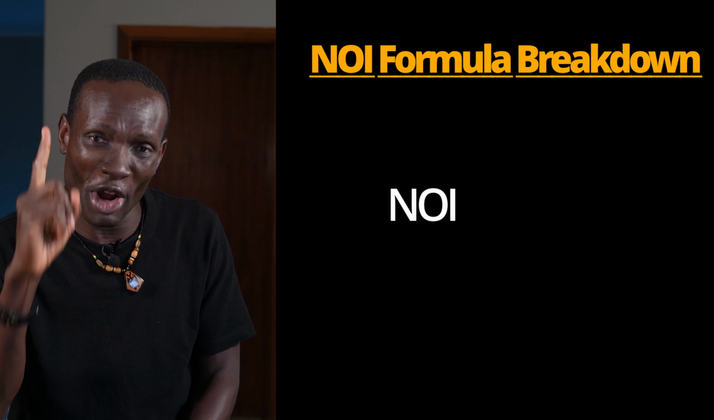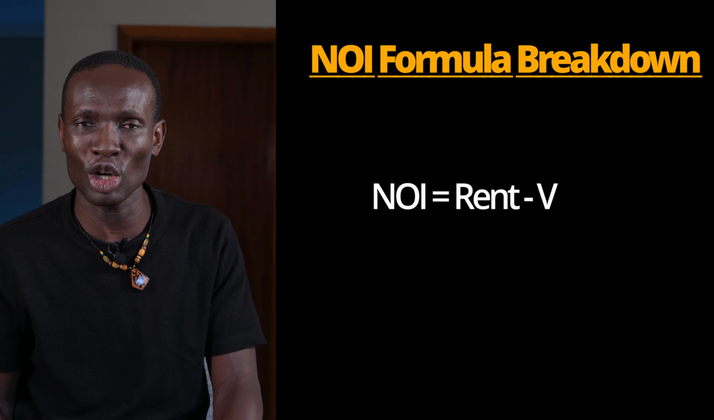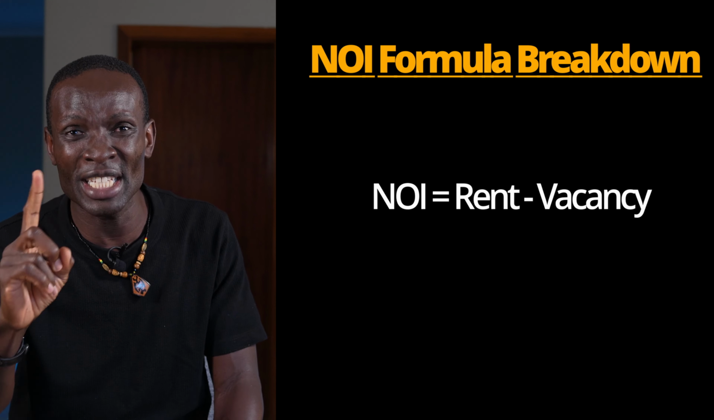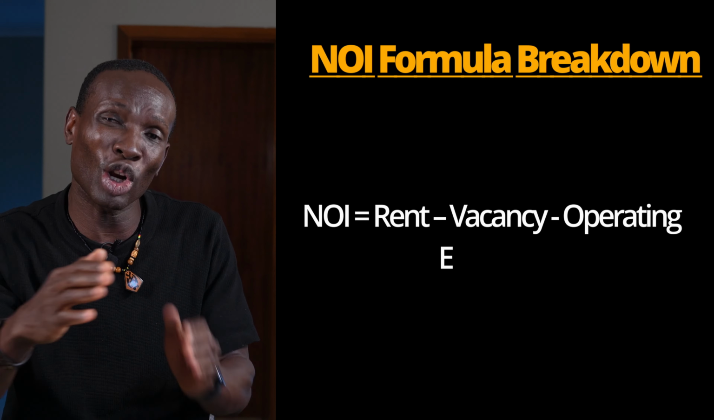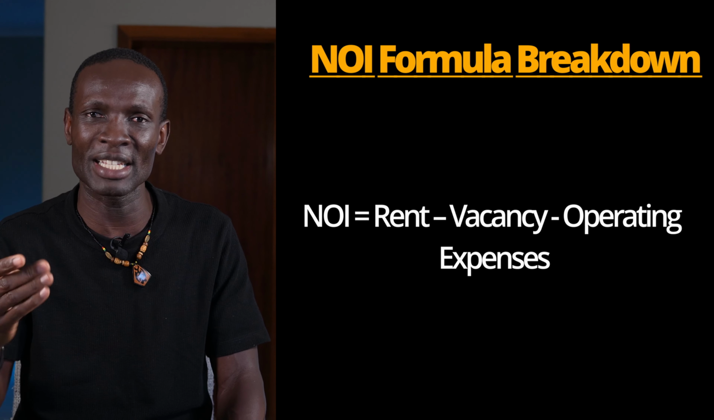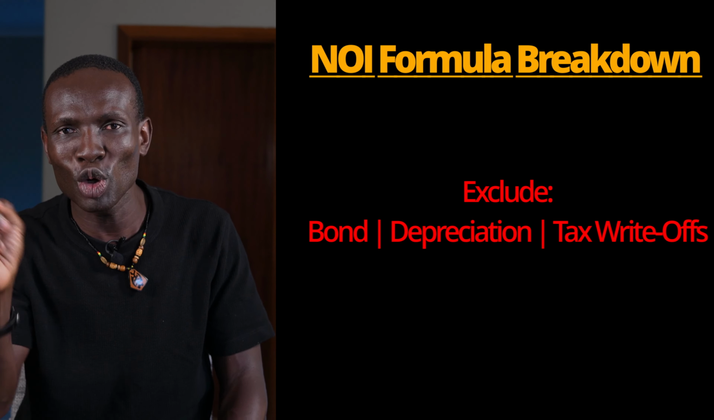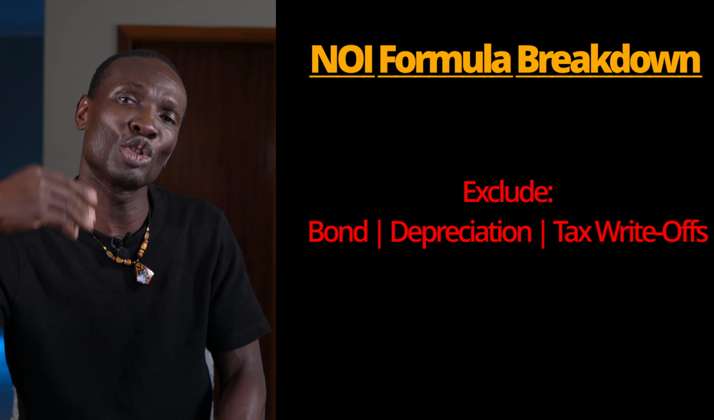Next up, Section 2, NOI formula breakdown. Let's break it down. First, your revenue. That's your rental income. Next, subtract your vacancy loss. Even if your unit is empty just for 1 month in a year, it hurts. Now, subtract all operating expenses. Management fees, rates, insurance, maintenance, they add up fast. Don't include mortgage payments, tax deduction, or depreciation. Those come later.